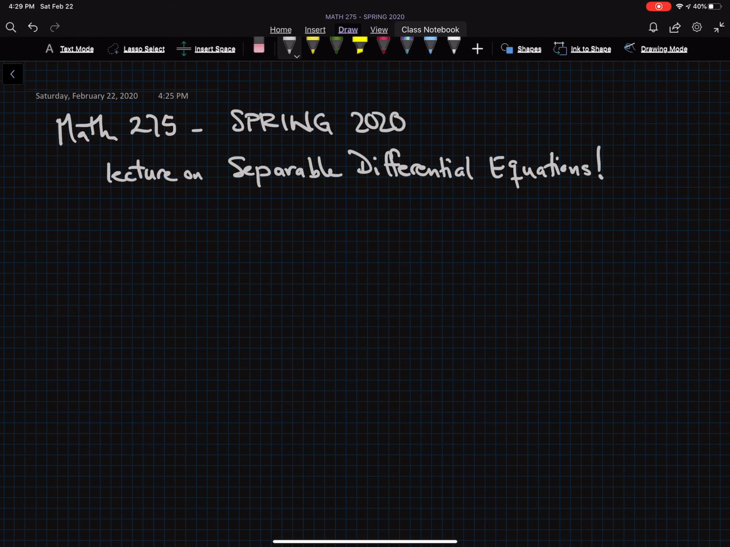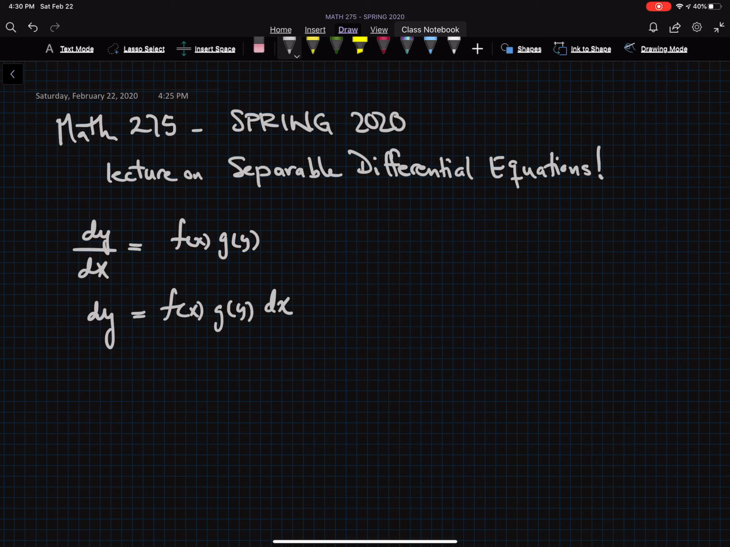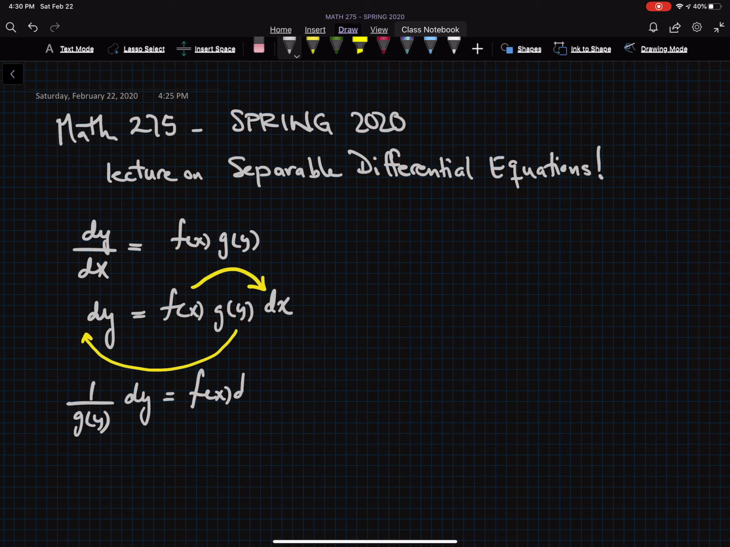A separable differential equation could be written such as dy/dx is equal to f of x times g of y. If a differential equation could be written in that form, then we could very easily separate variables by writing this as dy equals f of x g of y dx. Keep the f of x that matches its differential and take g of y to the other side by dividing both sides by g of y. This gives me 1 over g of y dy will be equal to f of x dx.